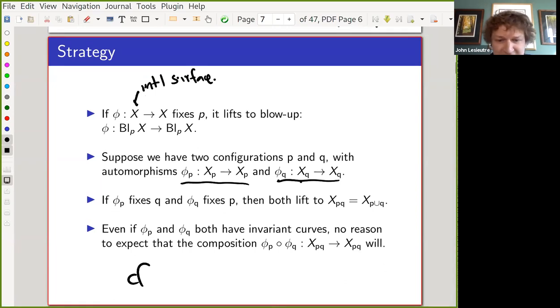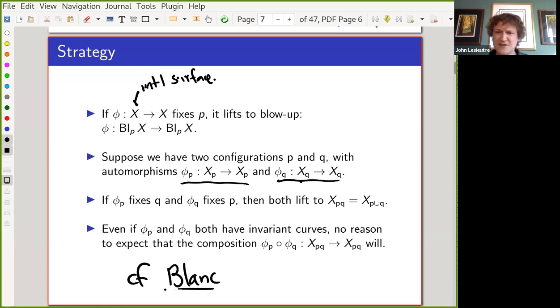I should mention here a similar strategy is employed by Jeremy Blanc to construct some surface automorphisms that have a curve of fixed points, where they leave a smooth elliptic curve fixed point-wise on a 10-point blow up of P2. So it's a similar idea, but we're trying to sort of achieve the opposite, that there's no invariant curves.